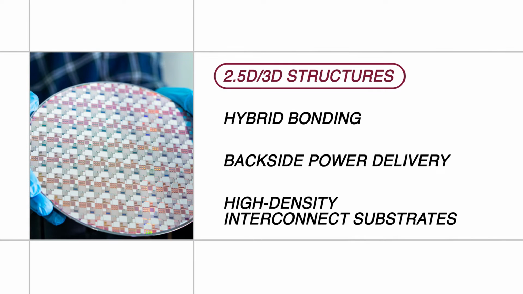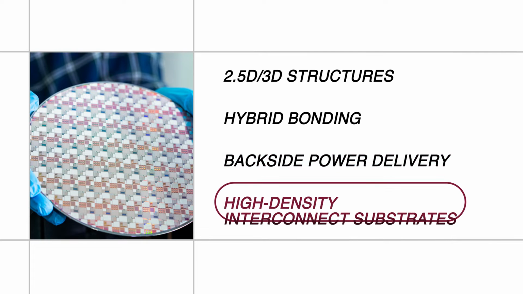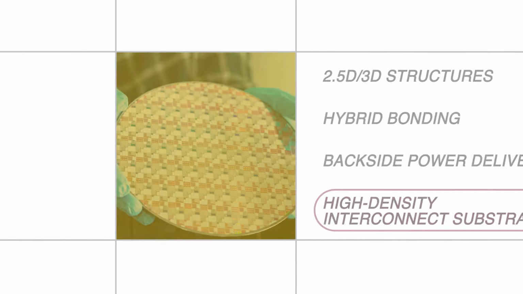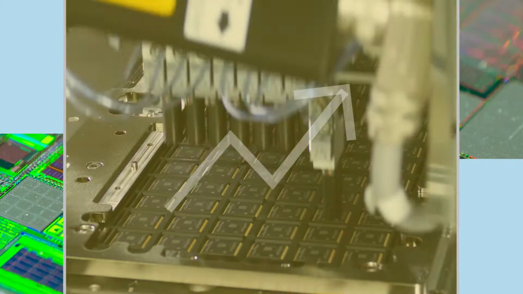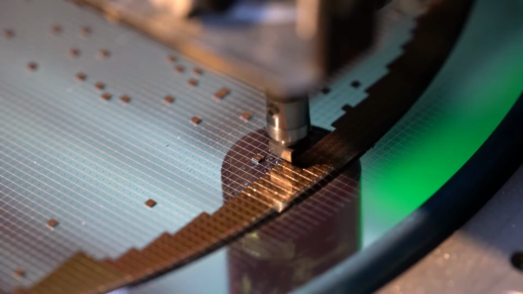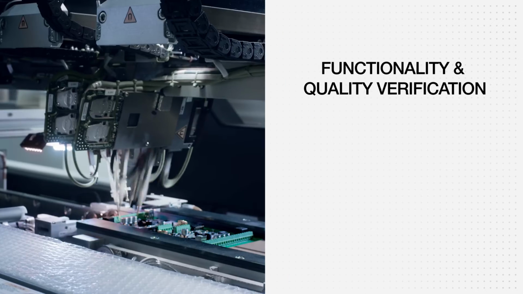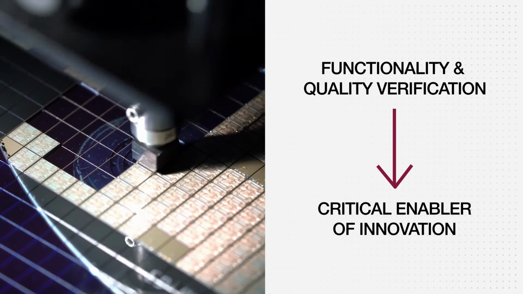Packaging technology breakthroughs such as 2.5D and 3D structures, hybrid bonding, backside power delivery, and high-density interconnect substrates enable the next level of performance gains, but also bring new and more complex failure mechanisms. Advantest is actively addressing these challenges by transforming the role of testing from mere functionality and quality verification to a critical enabler of semiconductor innovation.